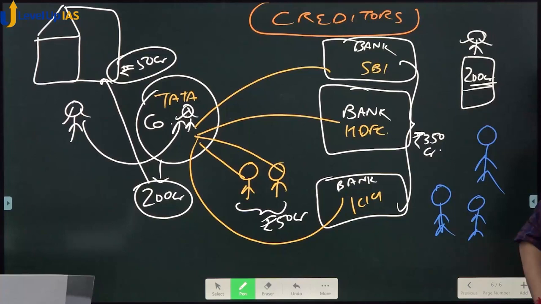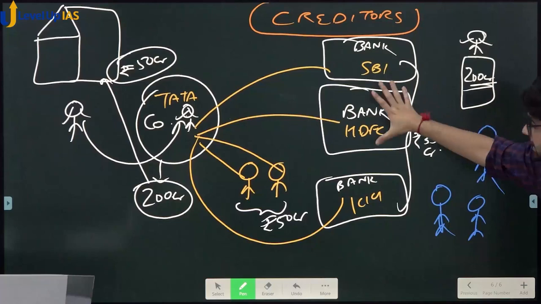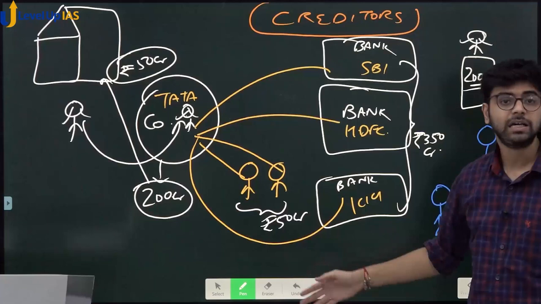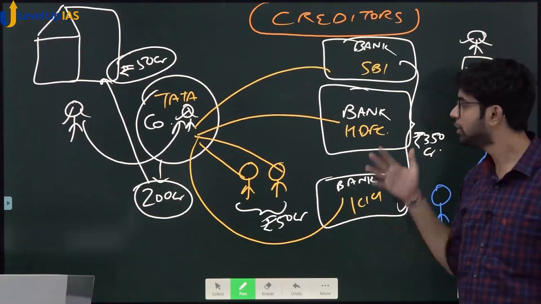Who will decide this? This person will not decide, but this person will take a meeting of these people and these ones will decide who should pay our money. Because now their money is stuck. Effectively, Tata is being funded by their money. So you can say, they are the pseudo owners of the company.